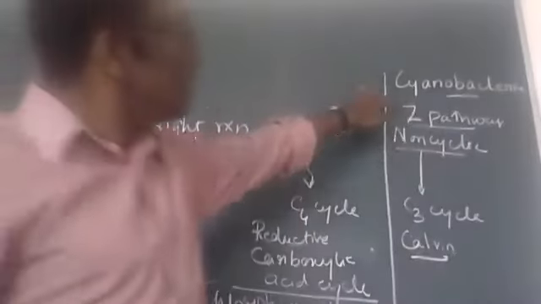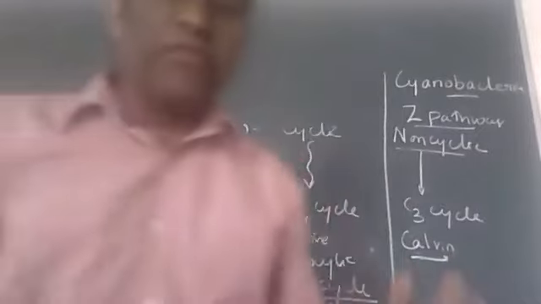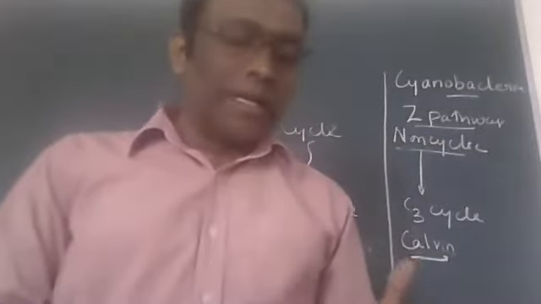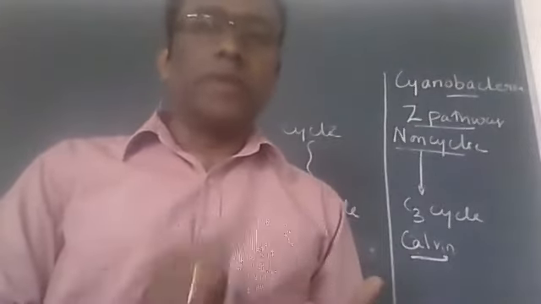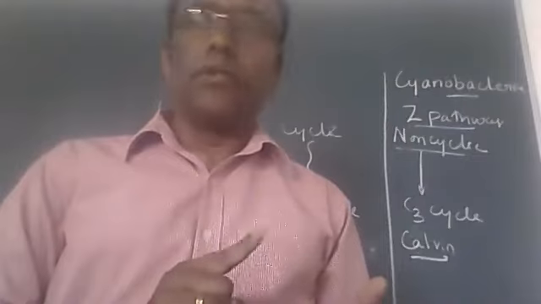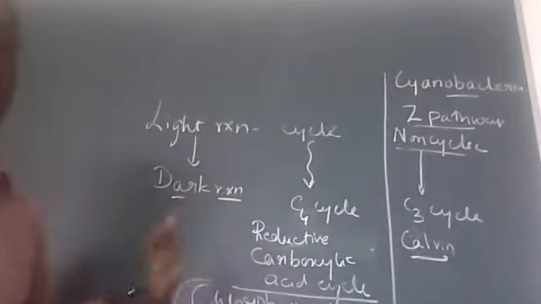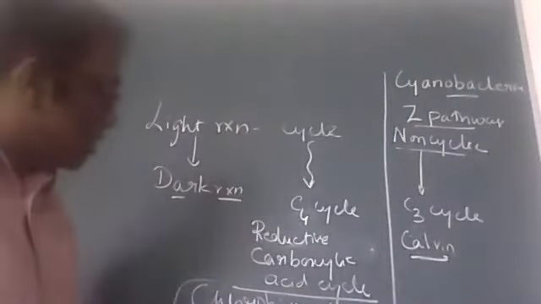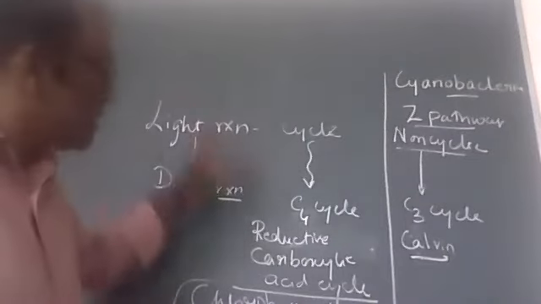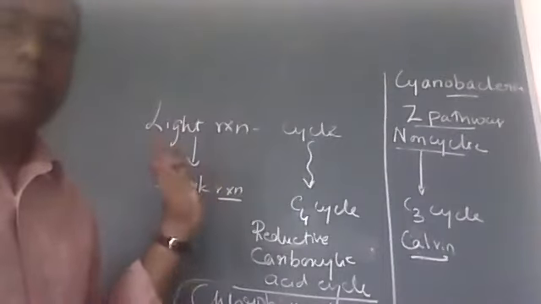Whereas cyanobacteria is also non-cyclic, but it shows C3 cycle for dark reaction. That means, in brief, cyanobacteria will show Z pathway and C3 cycle. Rhodospirillum, chromatium and chlorobium, all three will show C4 cycle only. But the difference is chlorobium and chromatium will show non-cyclic, whereas rhodospirillum will show cyclic. Okay, so please have this in mind.